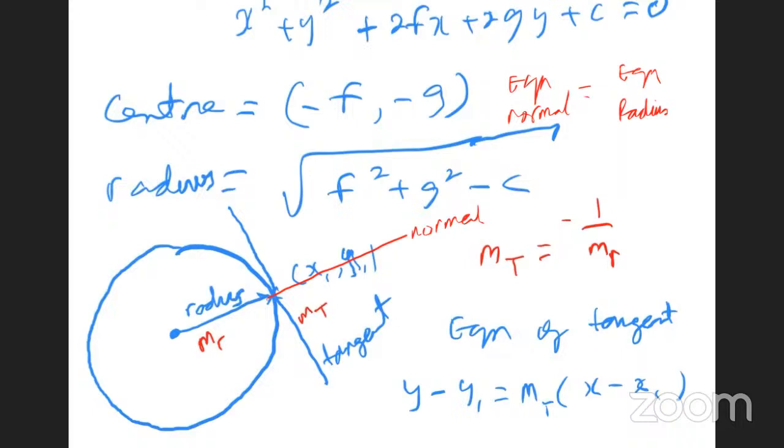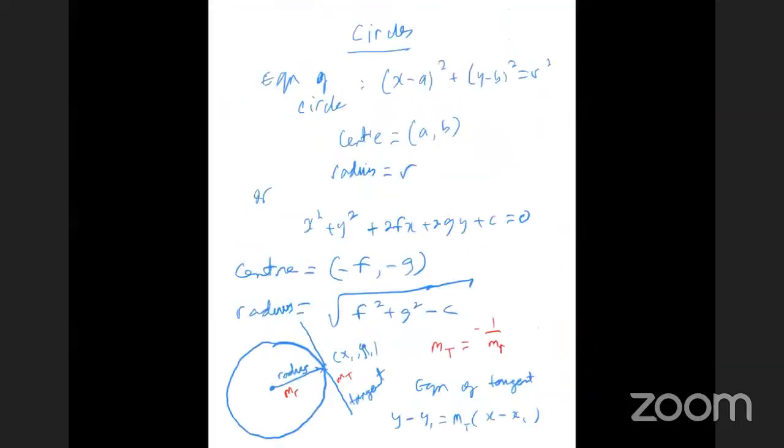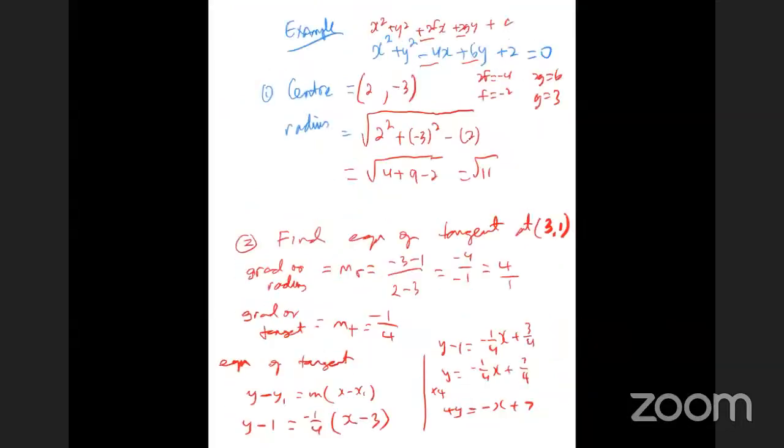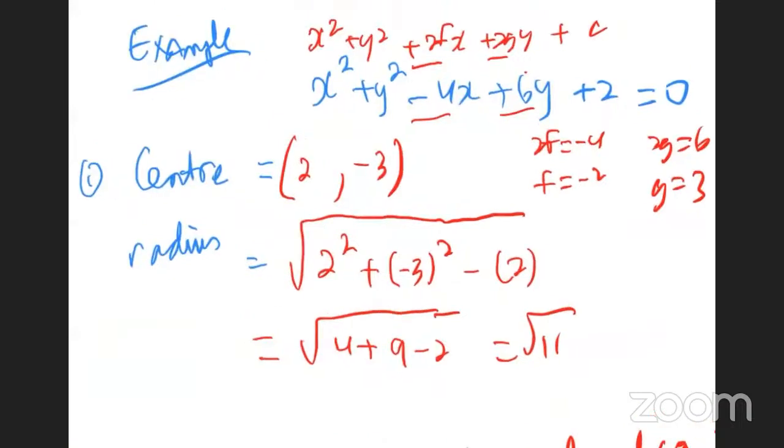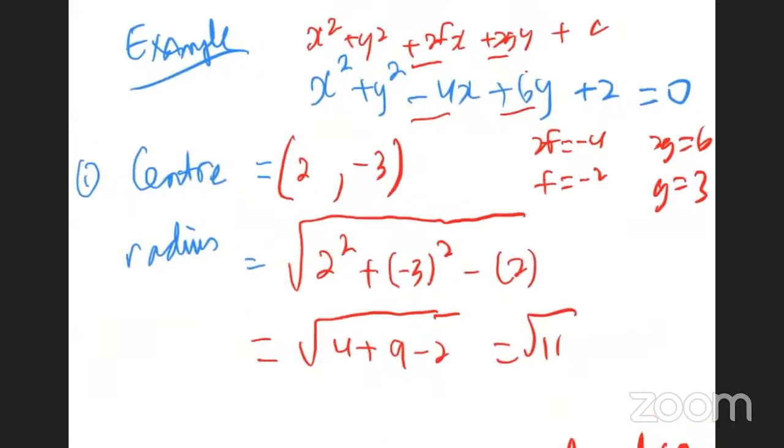If they ask you to find the equation of the normal at a point, it's simply the equation of the radius at that point. All right? So that was some of the Form 5 stuff, right? Right here, two quick examples. We're not doing these.